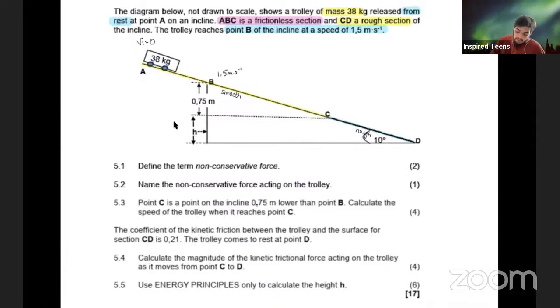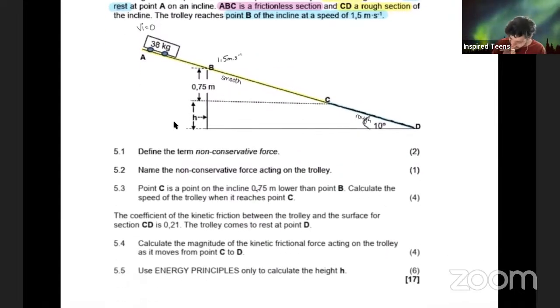Okay. Name the non-conservative force acting on the trolley. Okay, so this question is a bit weird because from A to B to C, there's no non-conservative force acting on the trolley. It's actually from C to D. And the non-conservative force acting on the trolley from C to D is the frictional force.